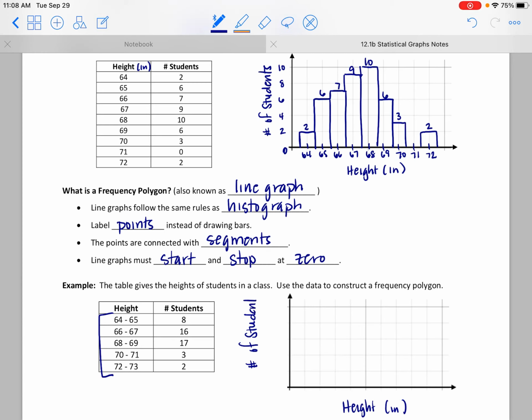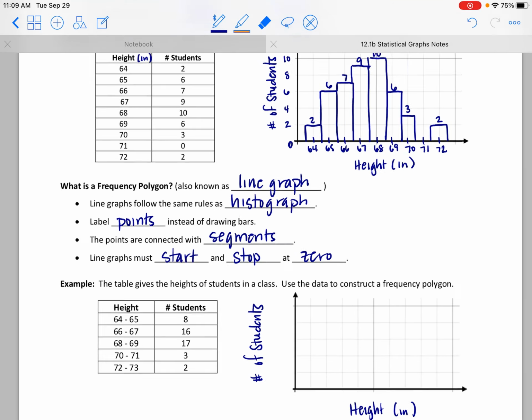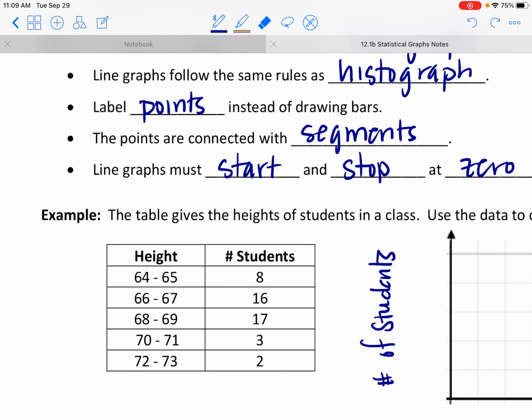But now we have them in groups, and when you're labeling an axis, you don't want to put two numbers on one little tick mark. So for example, if I was going to make a little mark here, I don't want to put 64 to 65, two numbers on one tick mark. So what I need is one number that represents the group of numbers. If you had to pick one number to represent 64 and 65, what would you pick?